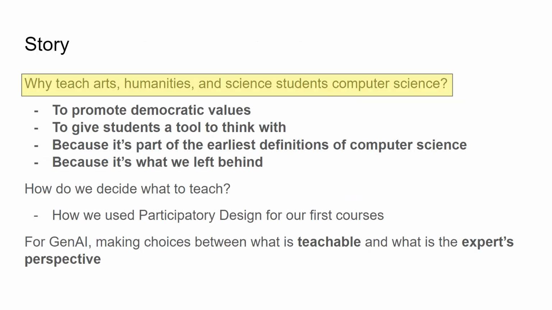So I argue that we need to teach arts, humanities, and science students about computer science first to promote democratic values. One of my colleagues points out: where will future policymakers in the United States more likely come from? The computer science department or my liberal arts, humanities, and sciences students? To give students a tool to think with. That's what Alan Perlis and that's what George Forsythe were arguing. It's also part of the earliest definitions of computer science.